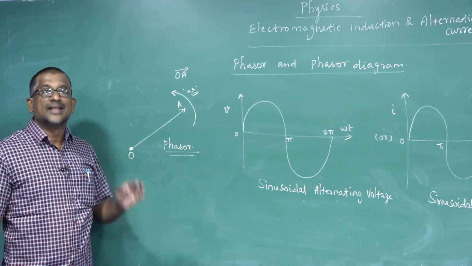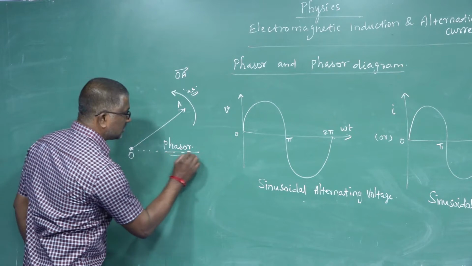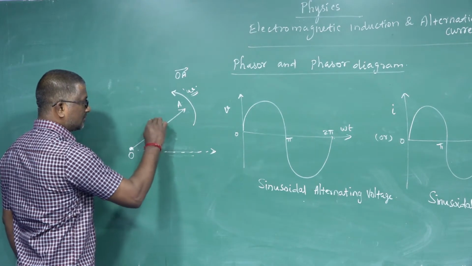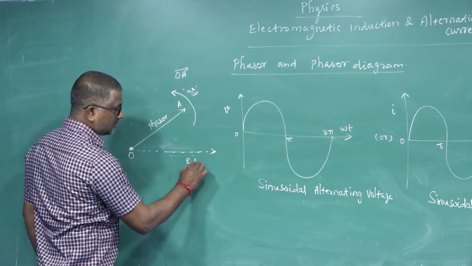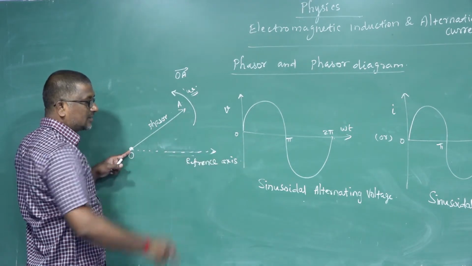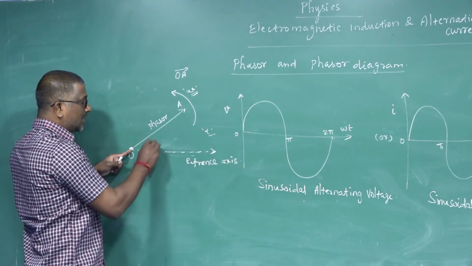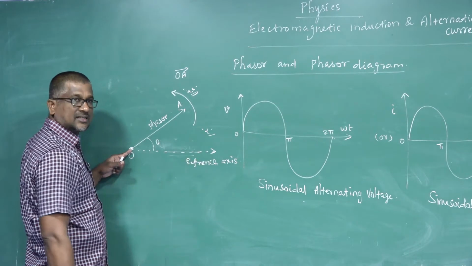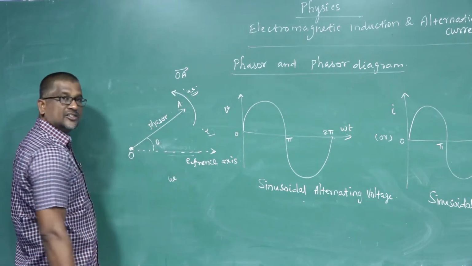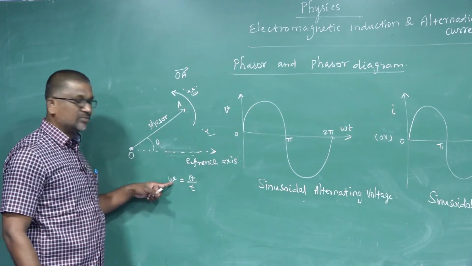What is angular velocity? The rate of change of angular displacement is called angular velocity. Suppose this is a reference axis. Suppose initially this vector lies along the reference axis. After a time interval of t, it comes to this position. This vector makes an angle of theta with respect to the reference axis. Angular velocity is denoted by omega. It is given by theta divided by t. Rate of change of angular displacement is called angular velocity.